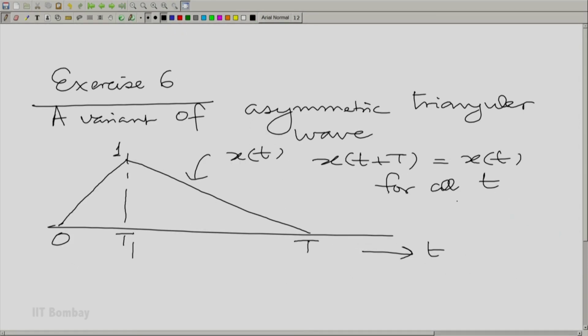Anyway, so here we are, a variant of an asymmetric triangular wave. Here T1 is between 0 and T, but T1 is not equal to T by 2. And here again you could do the same thing, substitute T1 equal to T by 2 and see if you got what you got for exercise 5. And also compare this with what you got for the asymmetric triangular wave shown earlier. Try and explain the differences. That is the challenge for you. Try and explain the differences.